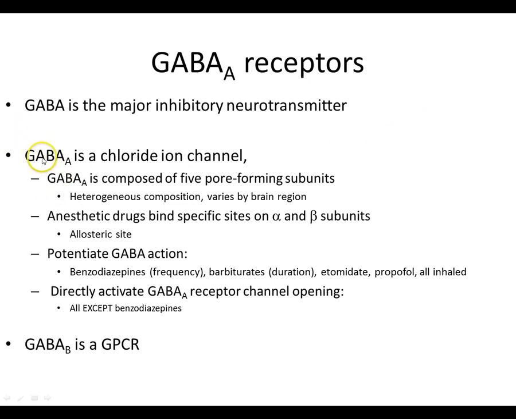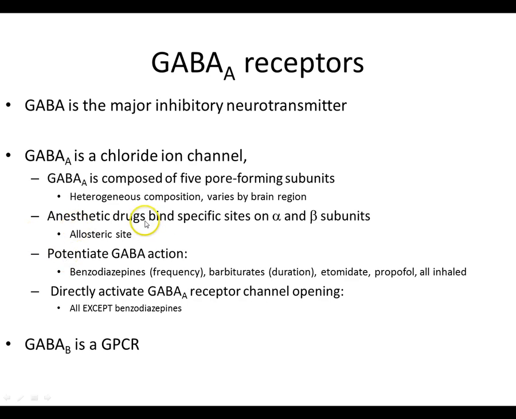GABA-A, again, is a chloride ion channel, and it's gated by GABA binding. The channel itself is composed of 5 different pore-forming subunits. These 5 subunits come together and form the big donut in the plasma membrane. And these 5 different subunits are heterogeneous. So the combination of specific subunits used to make the complete channel is going to vary by brain region. They have different alpha, beta, and gamma subunits pieced together in different ways to make distinct versions of the GABA-A channel.